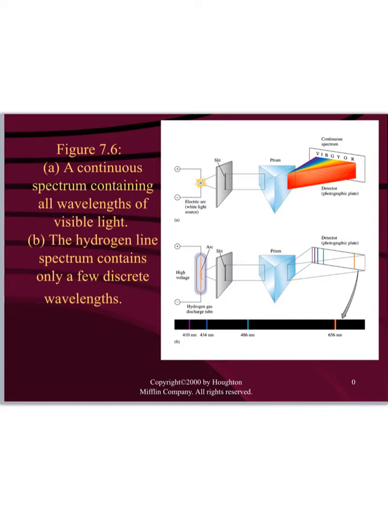All right, so here is a picture showing two different types of light diagrams. This top one is representing white light. And that's how we are able to see rainbows and stuff. If we have a source of white light, and you shine it through a prism, then you see the rainbow of colors. You see the continuous spectrum of colors.